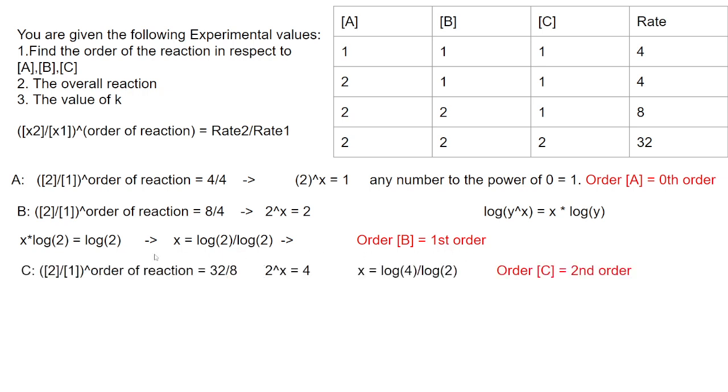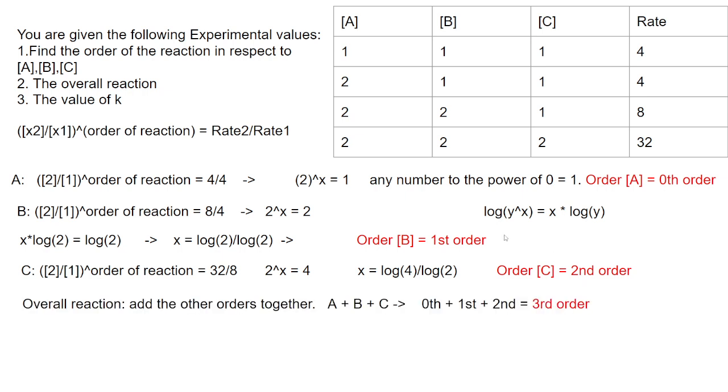For part C, it is 2 divided by 1 to the power of x, equal to 32 divided by 8. 2 to the power of x is equal to 4. And that would ultimately make us do x is equal to log of 4 divided by log of 2, which gives us the second order. The overall reaction is simply adding all the other orders together. So the 0th order from A, the first order from B, and the second order from C. So that would give us the third order.